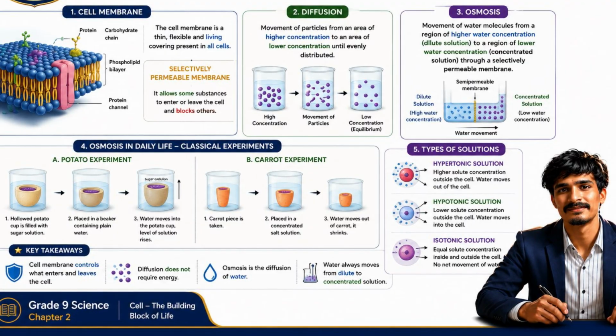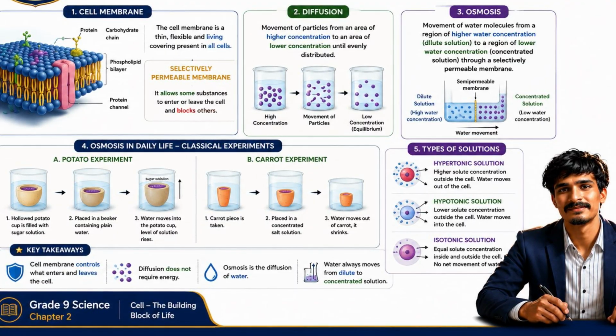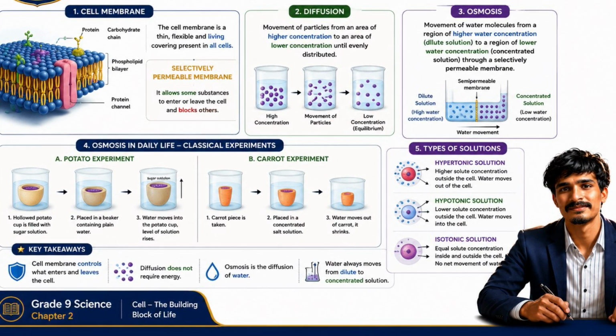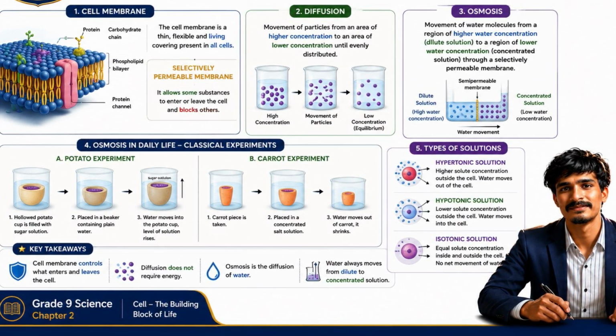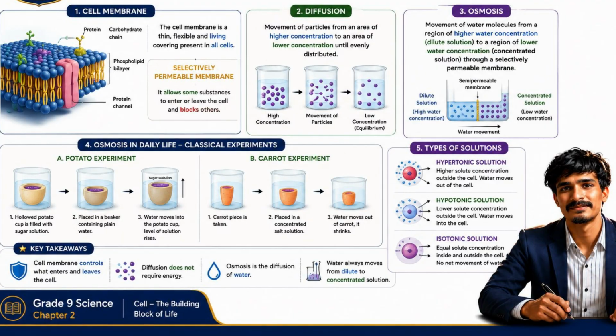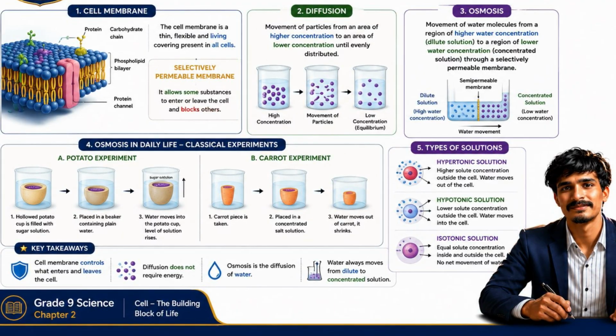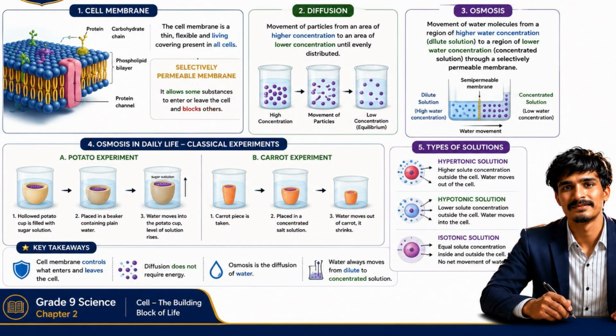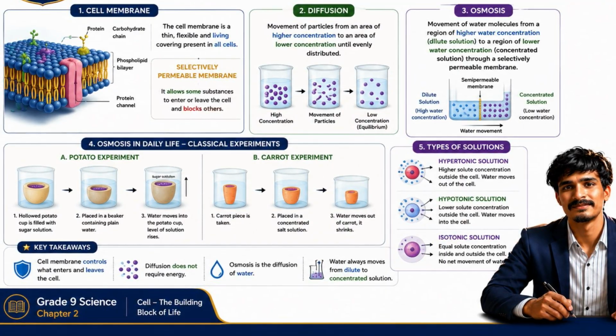The first is a hypotonic solution. A hypotonic solution contains a lower concentration of dissolved substances and a higher concentration of water compared to the cell. When a cell is placed in a hypotonic solution, water enters the cell. As a result, the cell swells.